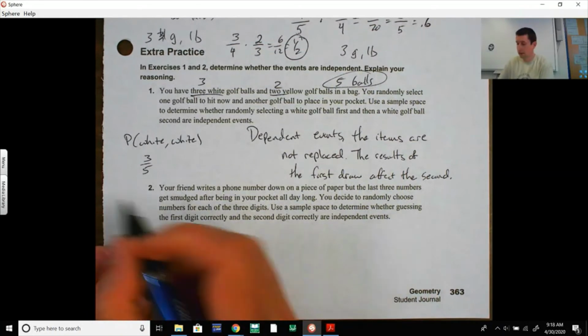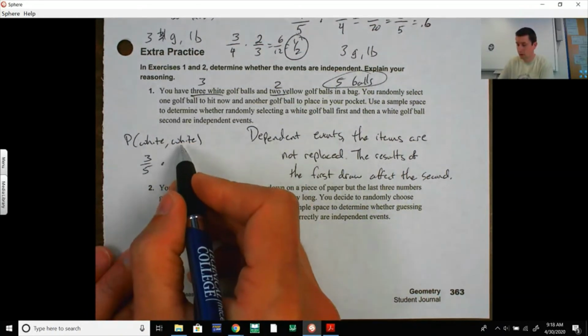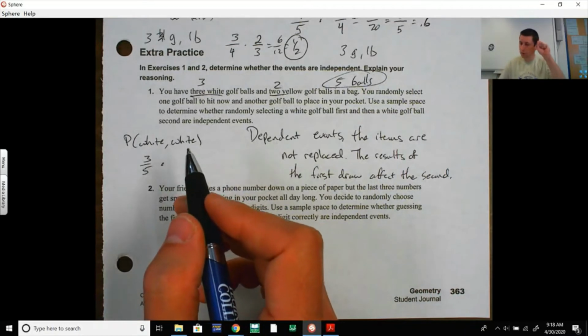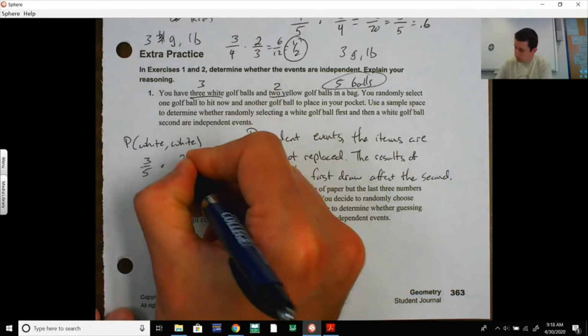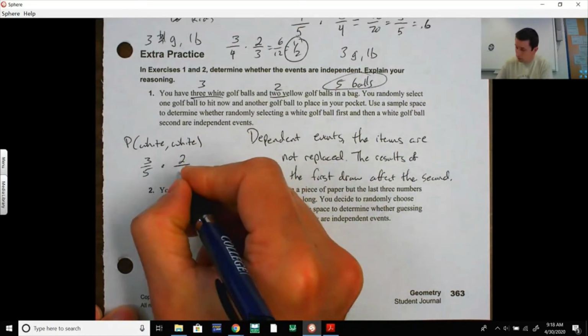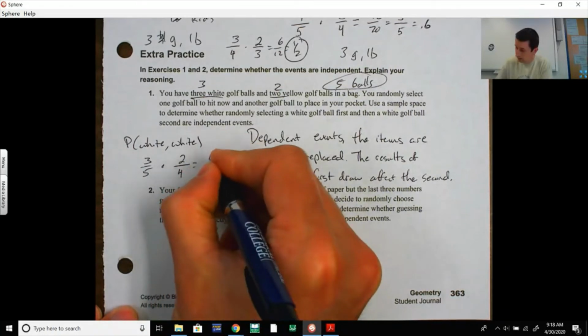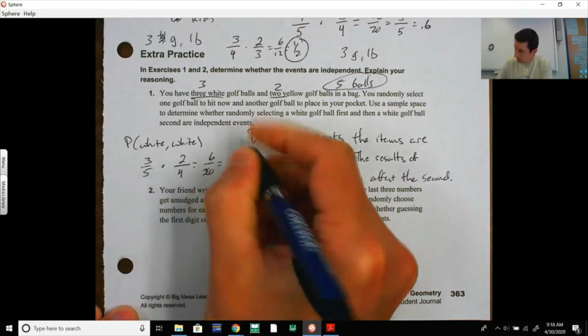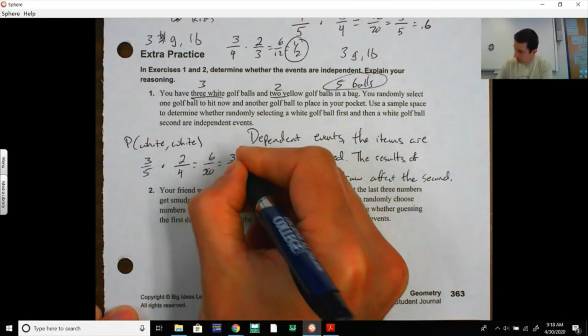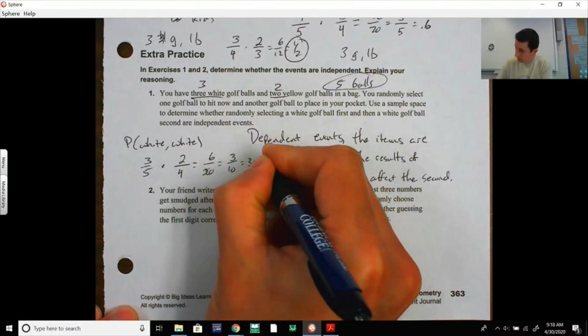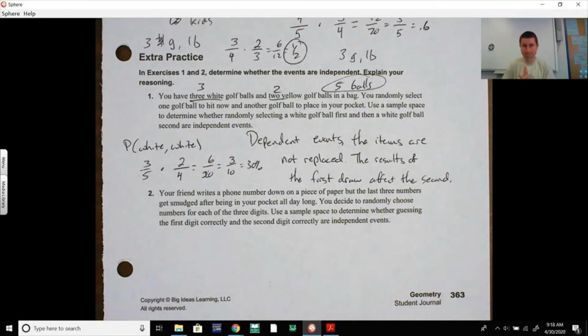Okay. Now for the second time, the second white, you've already picked the white out. So there's fewer whites in there. Now there's only 2 white golf balls. And now there's only 4 total balls here. So we get 6 over 20. That would be 3/10. That'd be 30% chance. You'd have a 30% chance of getting white and white. Okay.